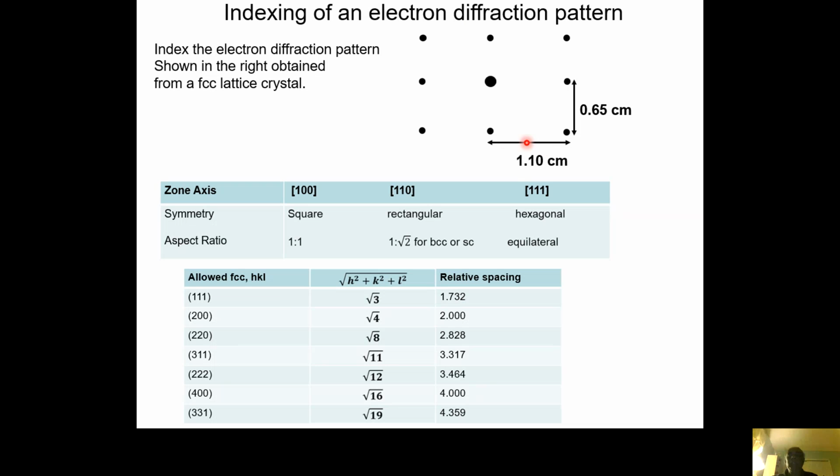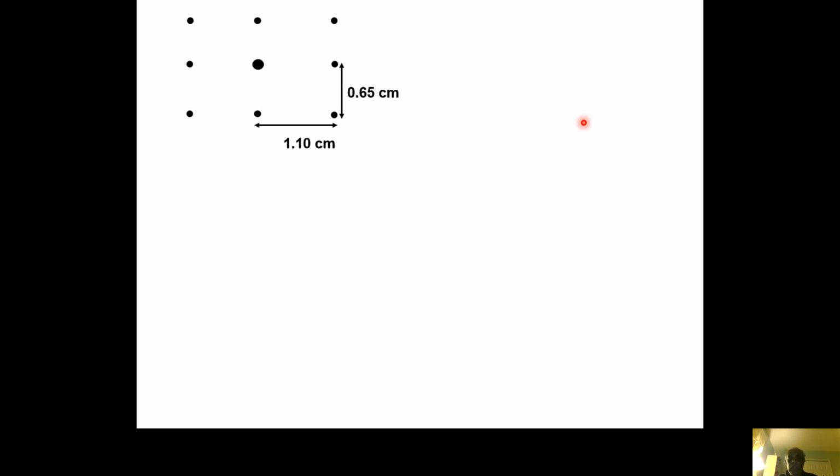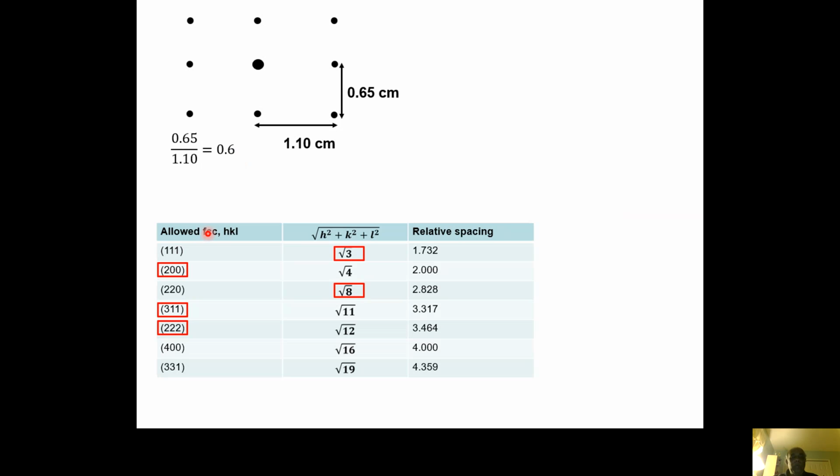First thing I do is I just take the ratio between this 1.10 and 0.65. If I do that, 0.65 divided by 1.10 is about 0.6. So now I just look at this ratio. If I take the square root of 3 over the square root of 8, that gives me 0.612. That's very close to this one, right? So that's a good candidate to start with.